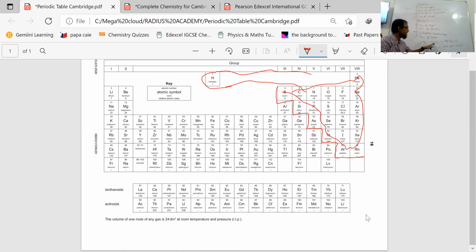If any compound is a combination of metal and non-metal, it is ionic. Don't sleep, I'm on. Do you get my point? Metal and non-metal, it's ionic.